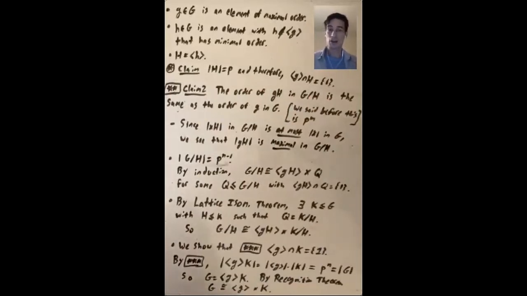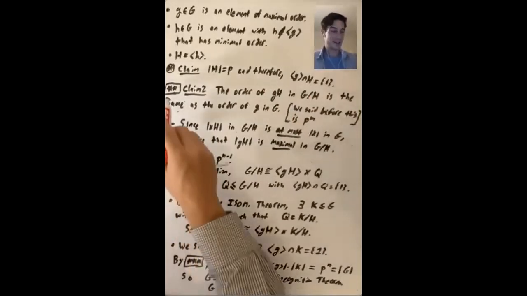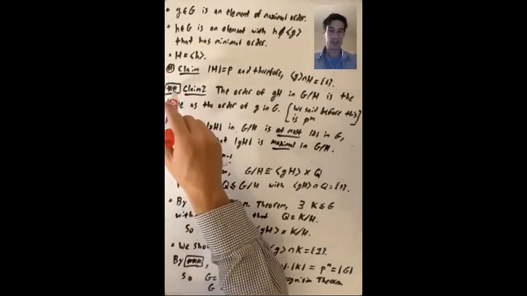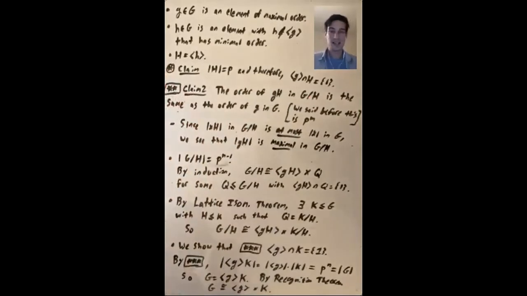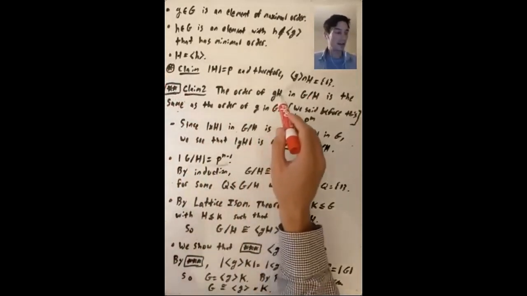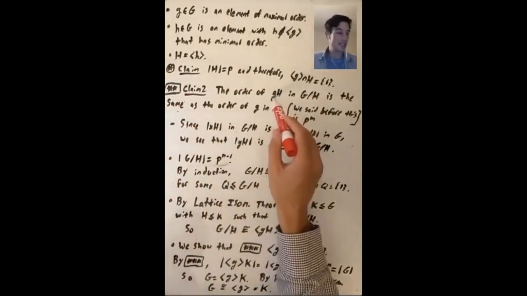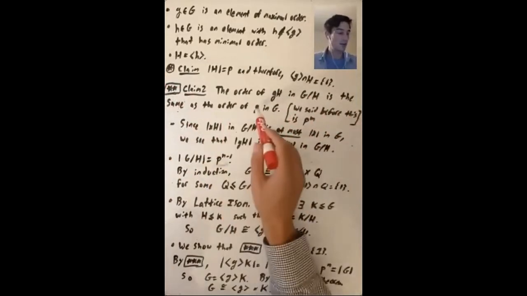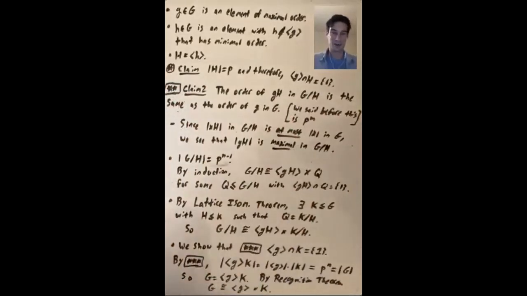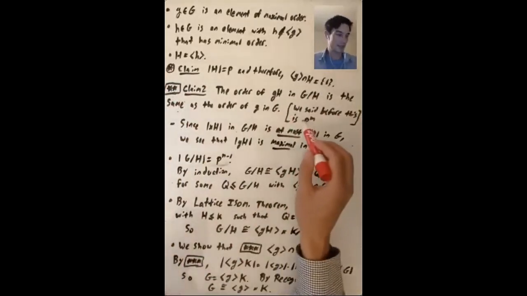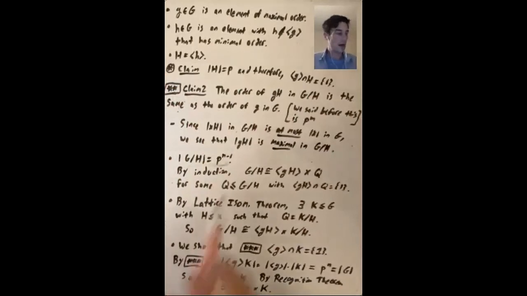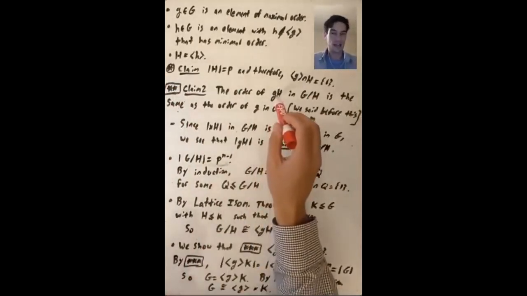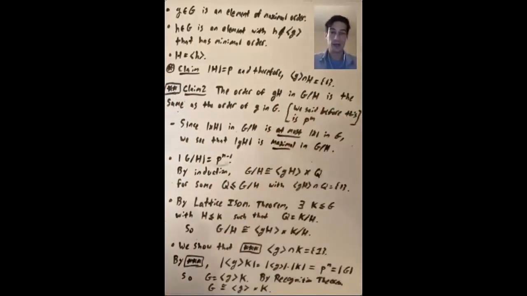I'm going to make another claim that we're going to use. So star star, claim 2, says the order of the left coset of H containing little g in G mod H is the same as the order of little g in the group G. So remember, this is p to the m. So I claim that the order of this element in this quotient group is still p to the m.